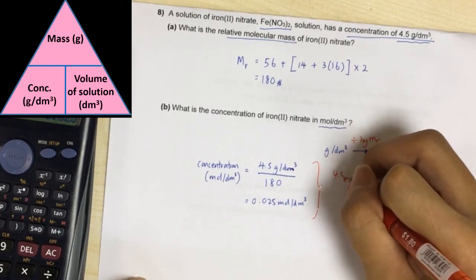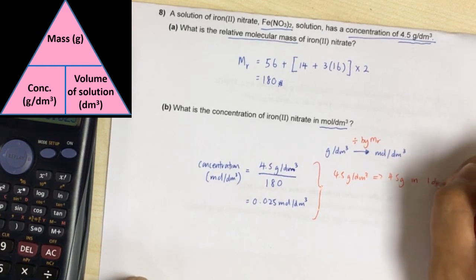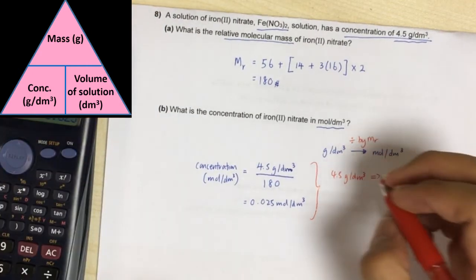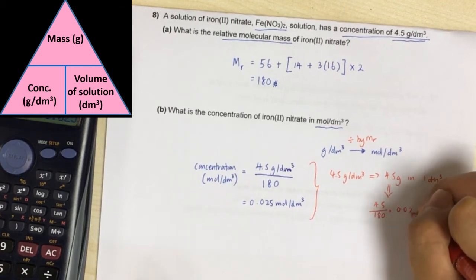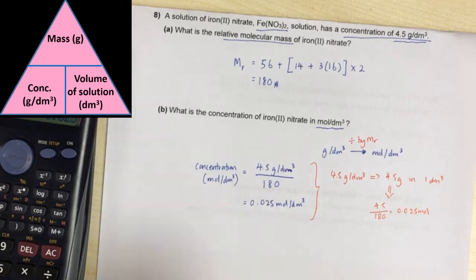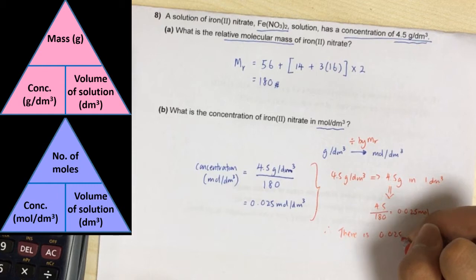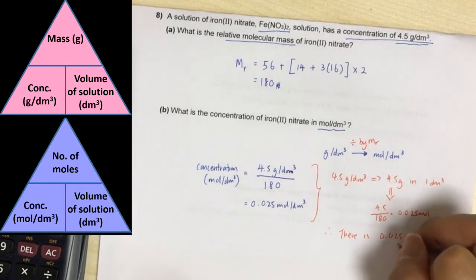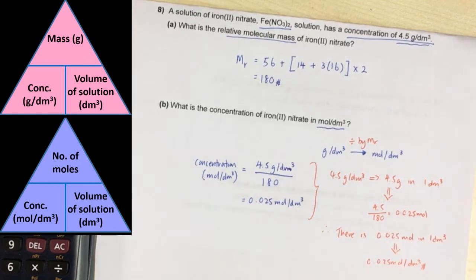However, if you really want to understand how this works, try to think about it. 4.5 grams per dm cube actually just means there's 4.5 gram of the substance in 1 dm cube of the solution. And this 4.5 gram, we can simply convert it into the number of moles by dividing it by the relative molecular mass. In this case, it will give us 0.025 mole. In other words, this means that there is 0.025 mole of the iron 2 nitrate inside 1 dm cube of the solution. Therefore, this means that the concentration in mole per dm cube is 0.025 mole per dm cube. And that's the reason why we can use the shortcut to simply shorten the process of calculation.